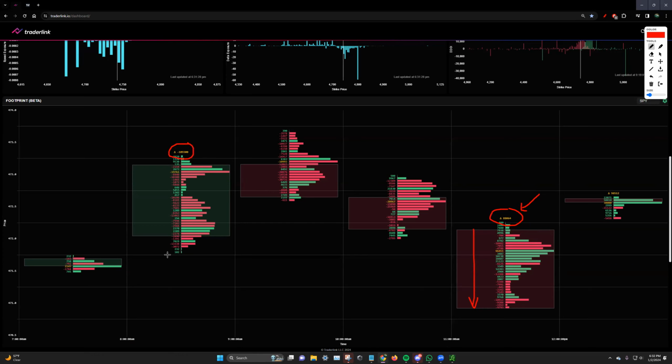Same with this one right here. This is a big green candle. We pushed all the way up. However, there were actually more sellers. We have a negative delta here. And guess what happened? Market came back down. Same situation here: negative candle, positive delta means more buyers. We ended up pushing up. And this candle is from 11 to 12.